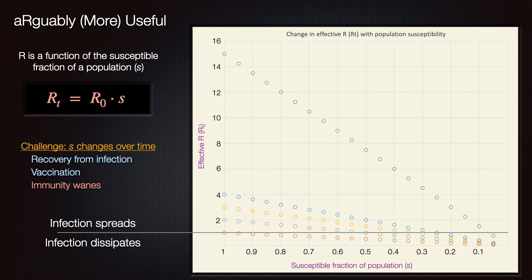So how do we estimate R, or RT? Well, one very simple way is to calculate it as a function of R0. Namely, RT is R naught times the fraction of your population that is susceptible to the infection. For example, at time 0, the susceptible fraction is 100%. In other words, 100% of your population can be infected. In this case, RT is simply equal to R naught.